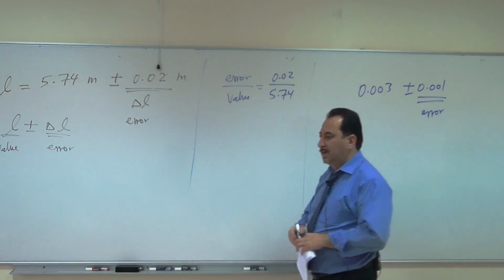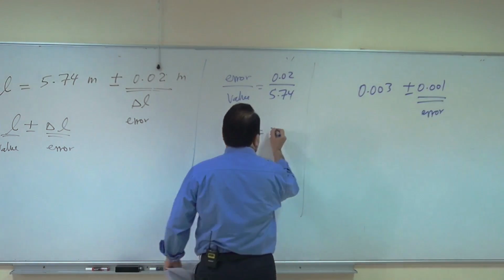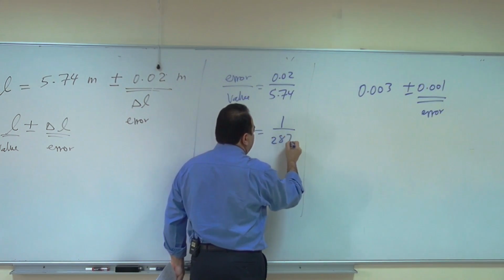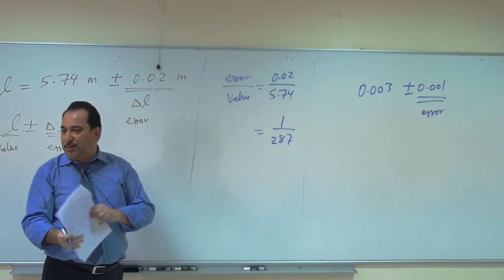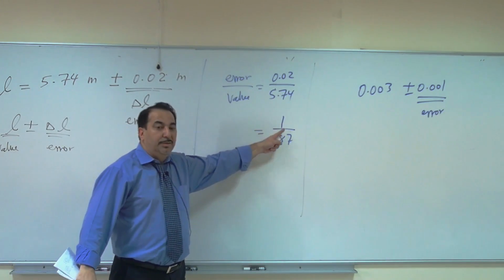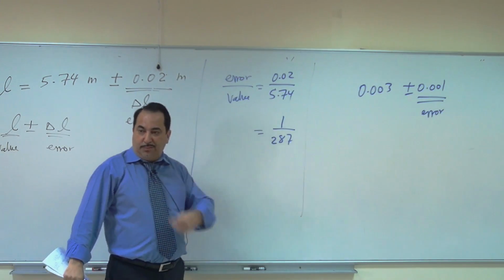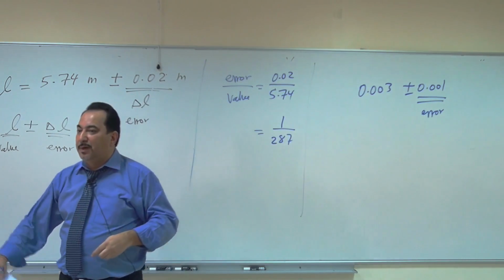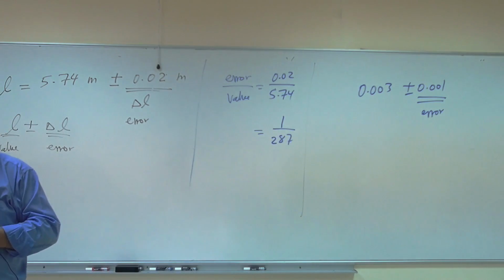Find it for me. Use the calculator. 1 over 87. Can you see? As a ratio, it means 1 to 287. So what do you think? The error is high or low? Low, very low, 1 to high.